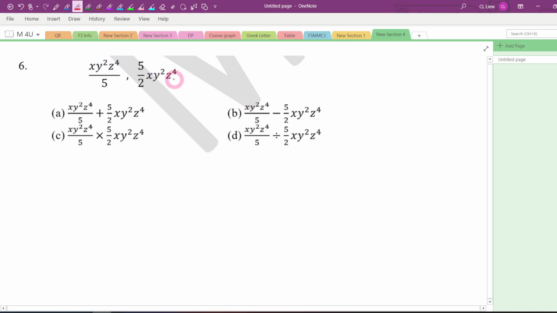Are these two terms like terms? As I told you just now, this one you can change to 1 over 5 x y squared z power 4. Now, this and this have exactly the same variables, same powers. Therefore, these two are like terms. So for like terms, we can perform all of this.